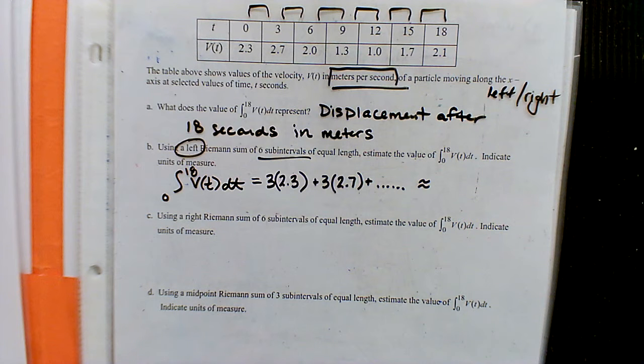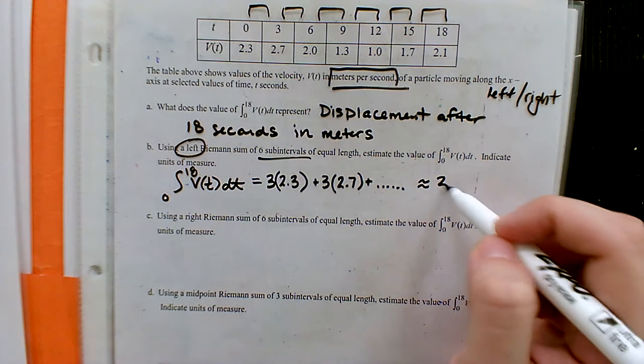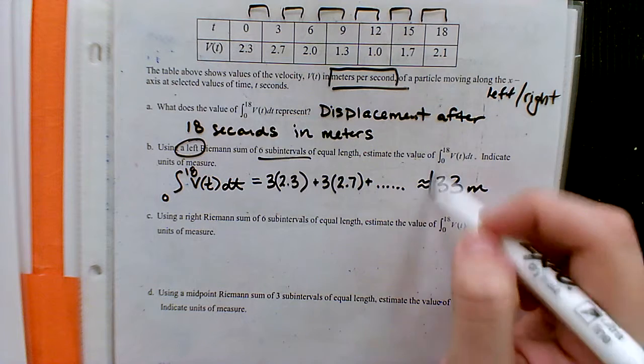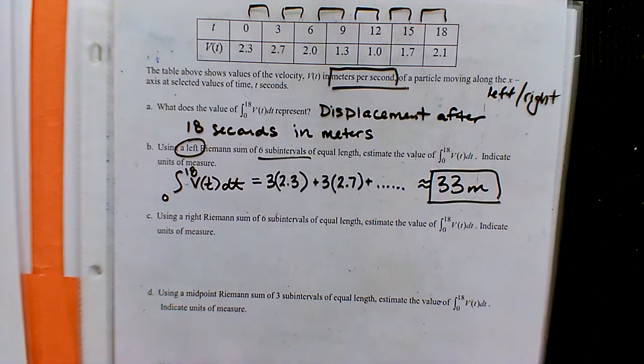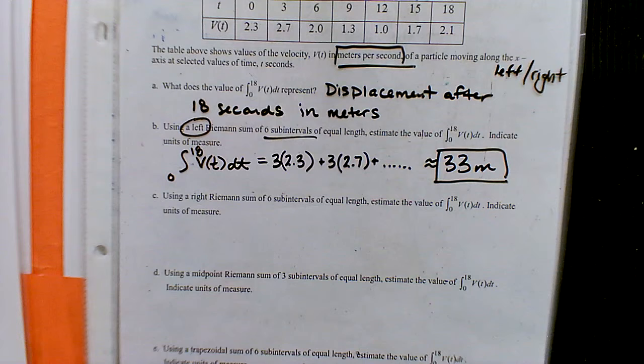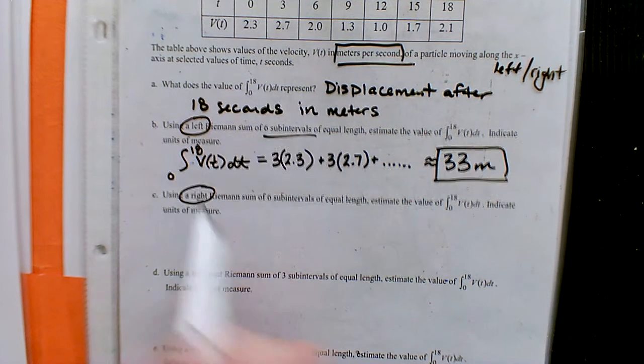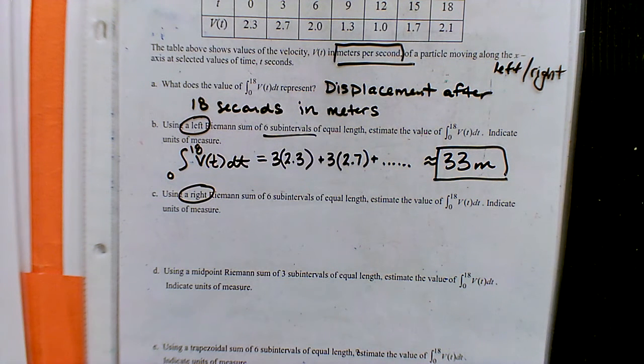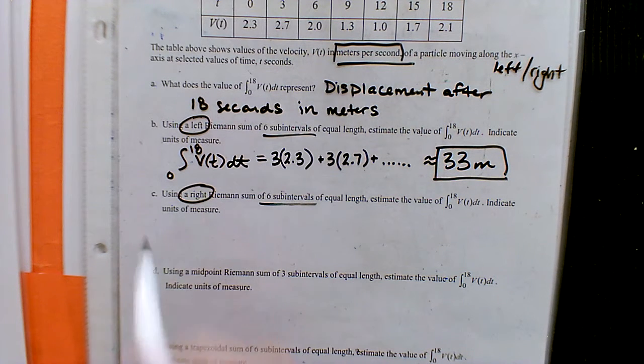Anybody get it? The approximate displacement using the left endpoints. 33, sounds good. 33 meters. All right, so this is just an approximation, okay, roughly around that amount. Maybe we'll use a different type of rectangle. Okay, we'll use a right Riemann sum. Still 6 intervals.